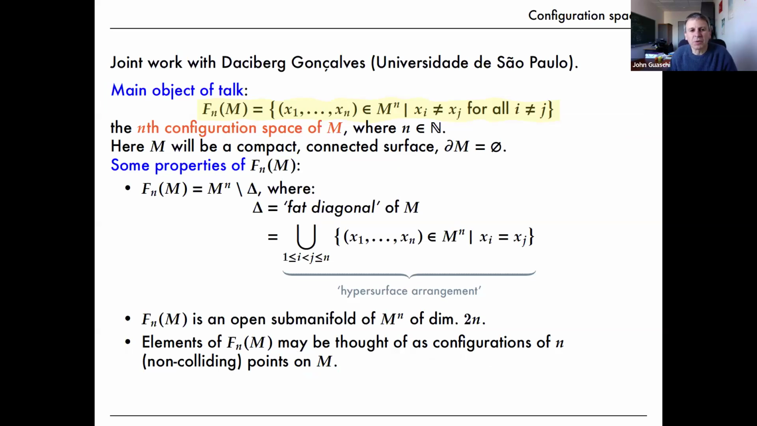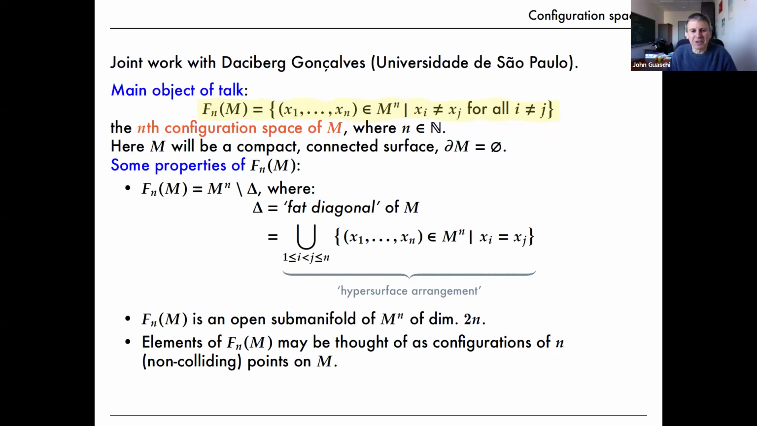So this is all joint work, or most of it is joint work, with Daciber Gonçalves from Sao Paulo. We've been working together for quite a long time on surface braid groups and related configuration spaces. And so the idea of this talk is to give you some information about these groups. Some of the results are not that new, but some of them are newer. So I hope to give a reasonable vision about what's been going on in the area.